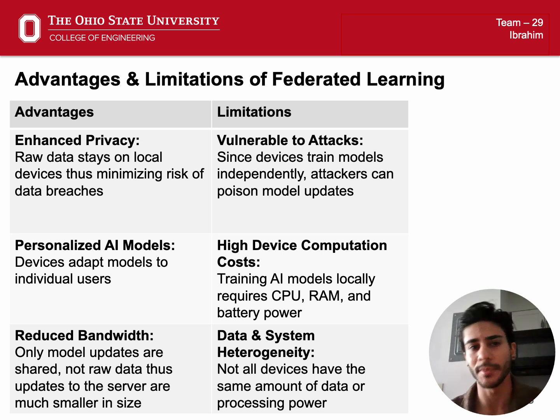Now let's go on to some limitations. Since devices train models independently, hackers can try to manipulate the learning process. Attacks like data poisoning and backdoor injections can introduce biased or malicious updates. Unlike traditional AI, which runs on powerful cloud servers, training models such as federated learning locally consumes CPU power and battery life. This can be a problem for low-power devices. A final challenge is that every device has different amounts of data, different processing capabilities, and varying internet speeds. This inconsistency makes it much harder to train a high-quality global model.